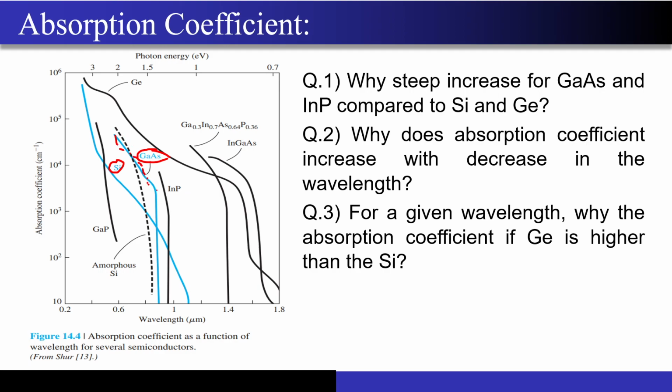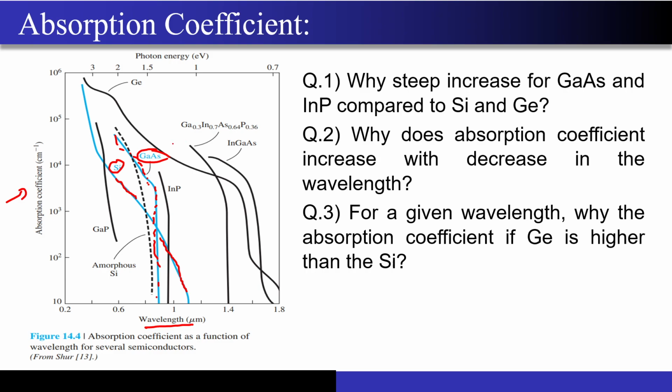Just look at the slope over here, it is rising very fast. But if you look at the silicon, then it is rising gradually compared to the gallium arsenide. What is this graph? On the y-axis I have absorption coefficient, on the x-axis I have the wavelength over here, correct. So this is very much clear why the nature of the semiconductor material will give you different absorption coefficient.